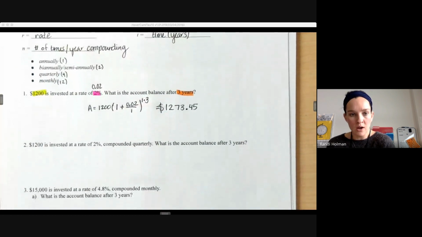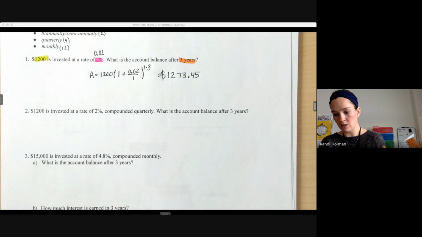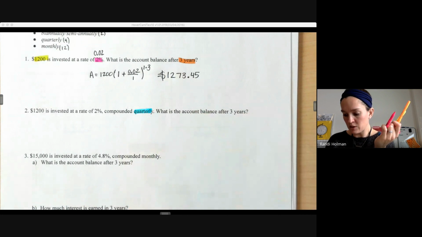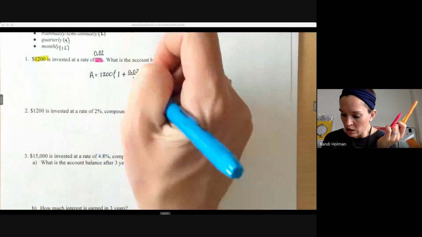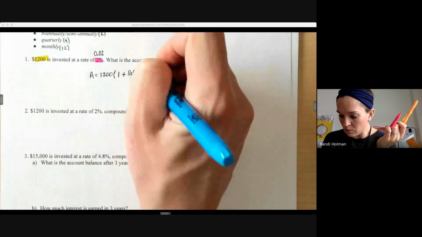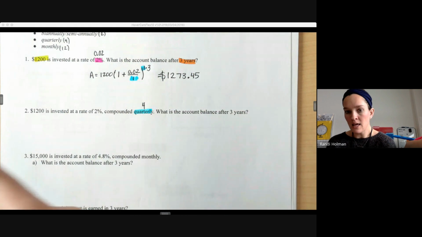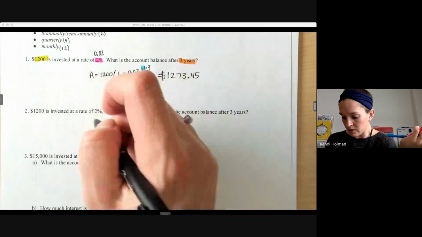Okay, what then if we take this investment and we compound it quarterly instead? So we're still going to have the same exact equation, but we're changing our n to quarterly, which means 4 times per year. So I'm going to have this exact same equation, but we're going to change this. We're going to split that 2% up into 4 equal pieces, and then we are going to get those 4 times more because quarterly. Okay.